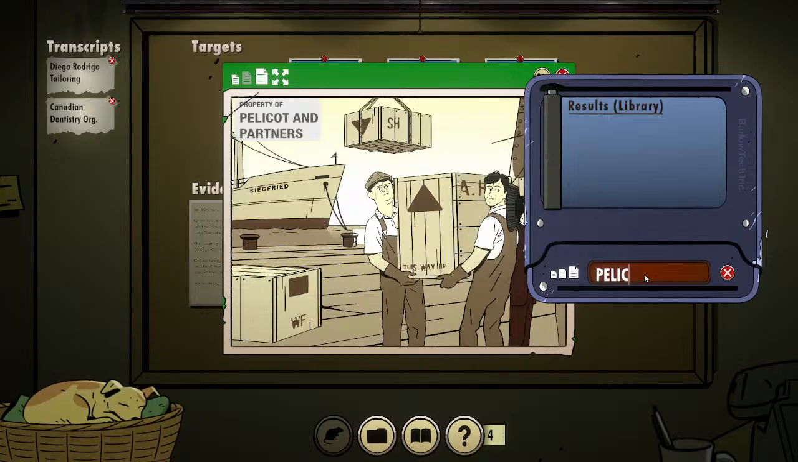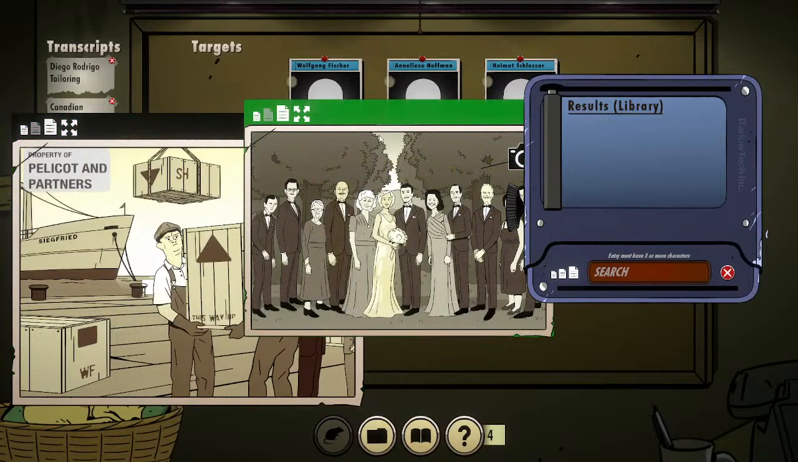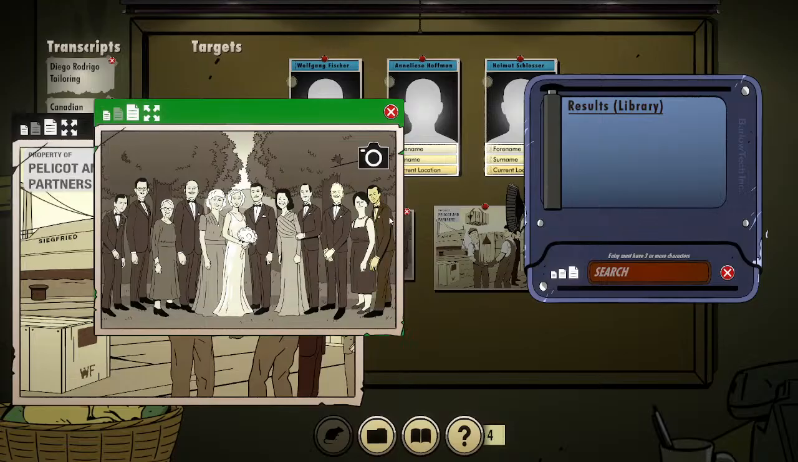Why do I have to type it twice sometimes? Pellicott. So that didn't do anything. I don't feel like I really have enough. Can I look up these people? I don't suppose it's just as easy as looking up names like this. Did this one have a back?